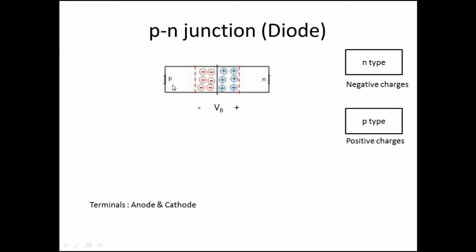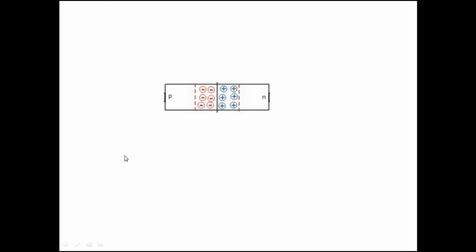A PN junction has two terminals. This is called the anode and this is called the cathode. This is the symbol of a diode, with anode and cathode. And let us now go to the working of a diode.